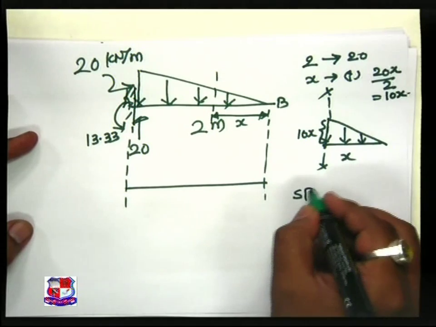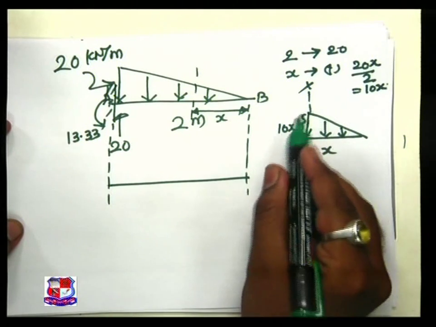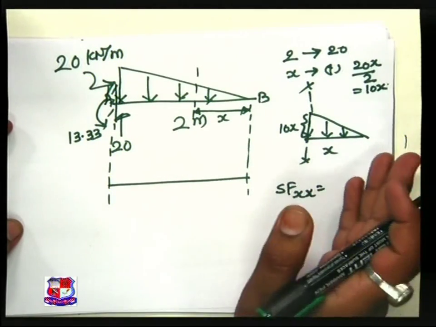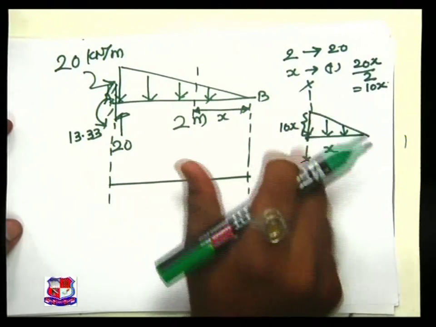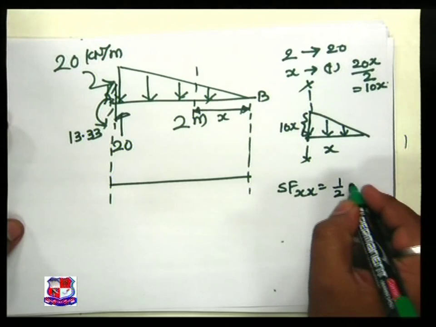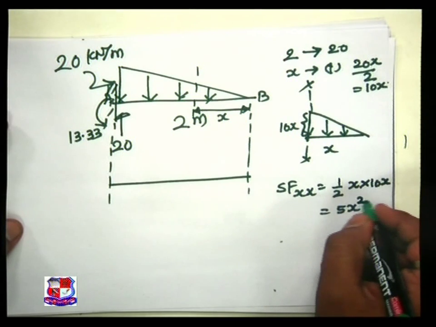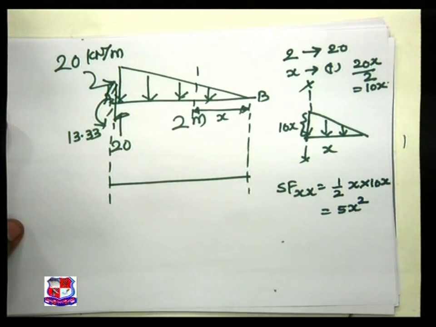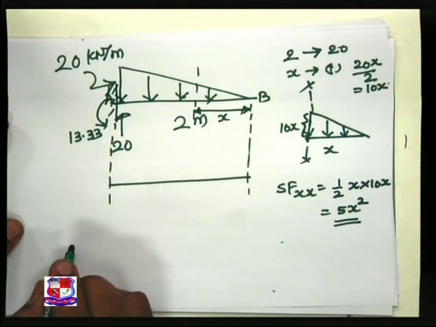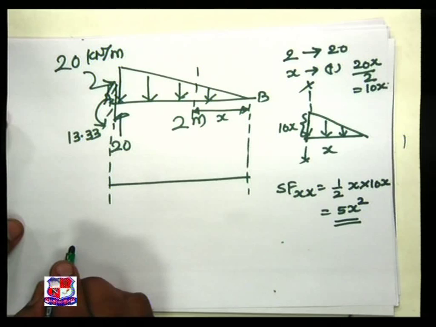Now shear force at xx is equal to area of triangle, the unbalanced vertical load from any of the sections. Right now we are taking a section from the right side. So unbalanced vertical load is half x into 10x, and that is 5x square. See, the shear force, we got an equation 5x square. x square, it is of parabolic nature.